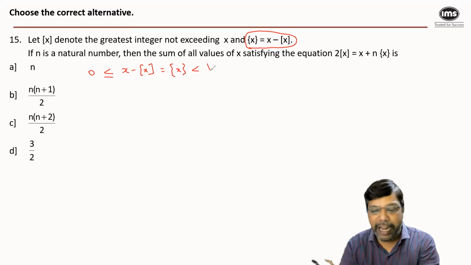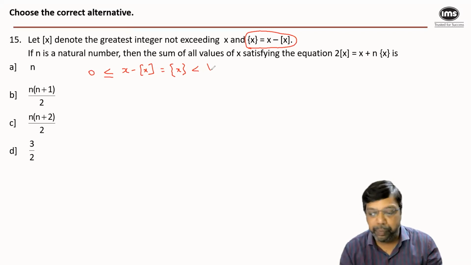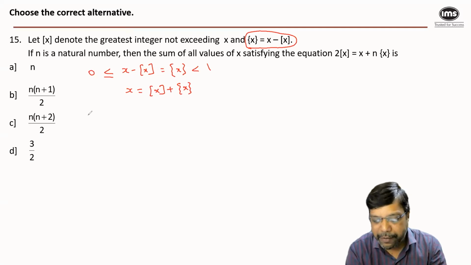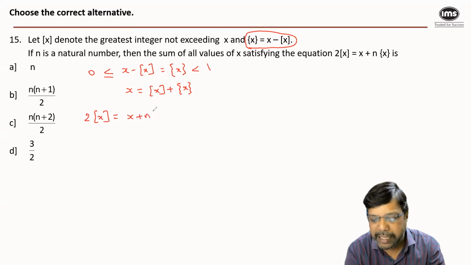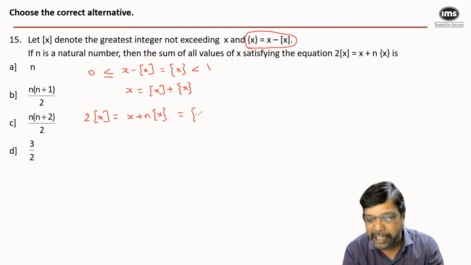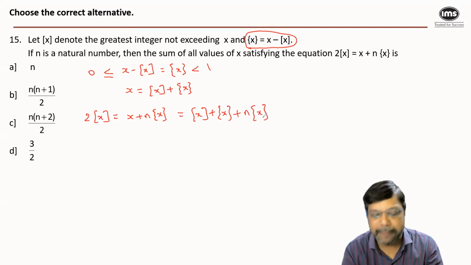Now, keeping this in mind, let us look at the expression given. Also, from this, I can write x as greatest integer x plus fractional x. It is given that 2 into greatest integer x is equal to x plus n into fractional x. Now, if I substitute x as greatest integer x plus fractional x, plus n into fractional x.